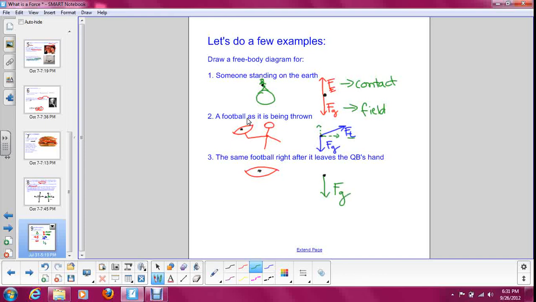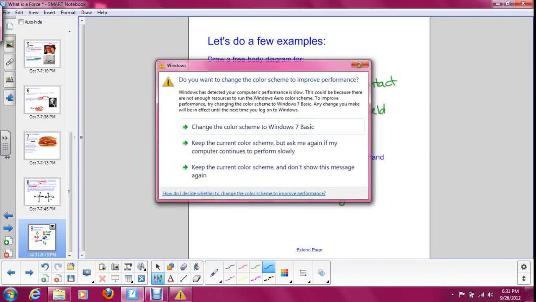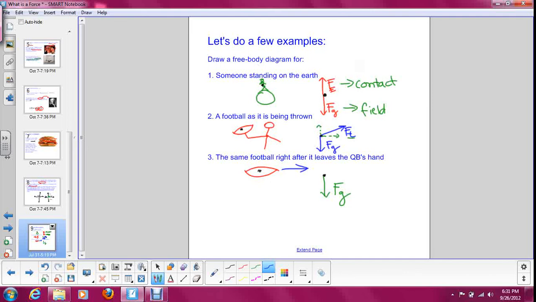Is there anything else acting on it? It's moving forward, but is there anything physically pushing this thing right now? No. There are no pushes or pulls other than the force of gravity acting on this football. So the football will continue to move forward, but there are no more forces acting on it at this point other than gravity.